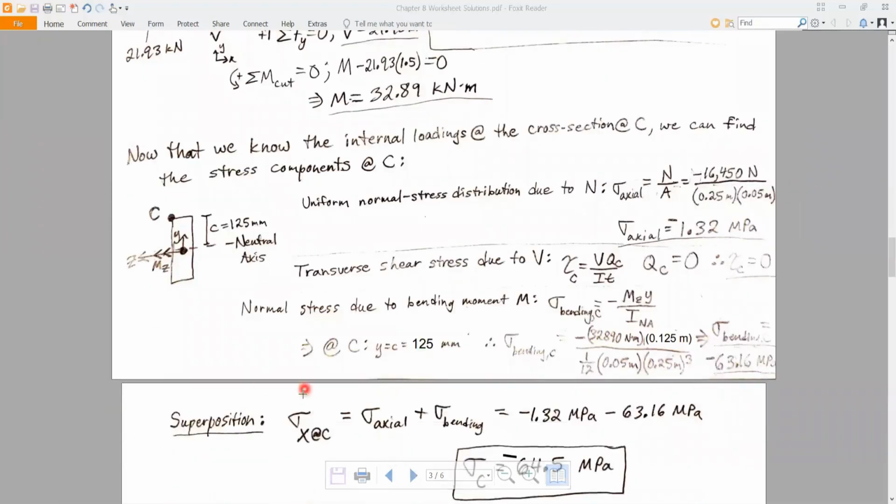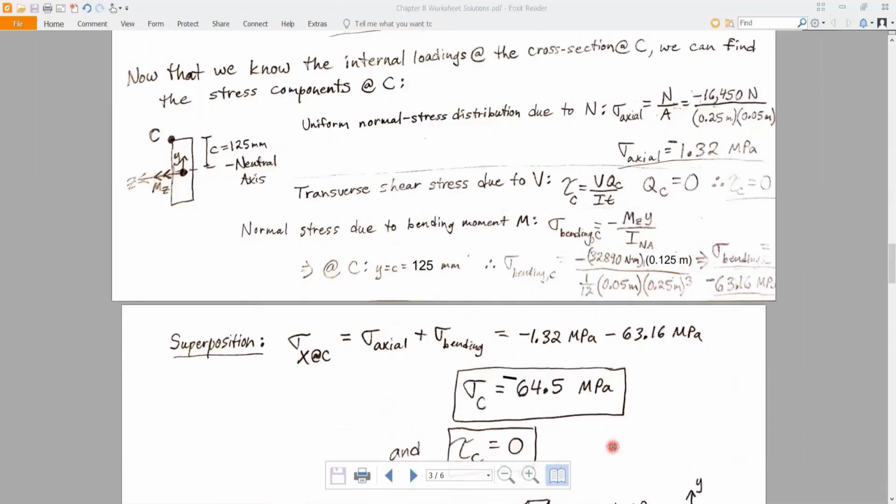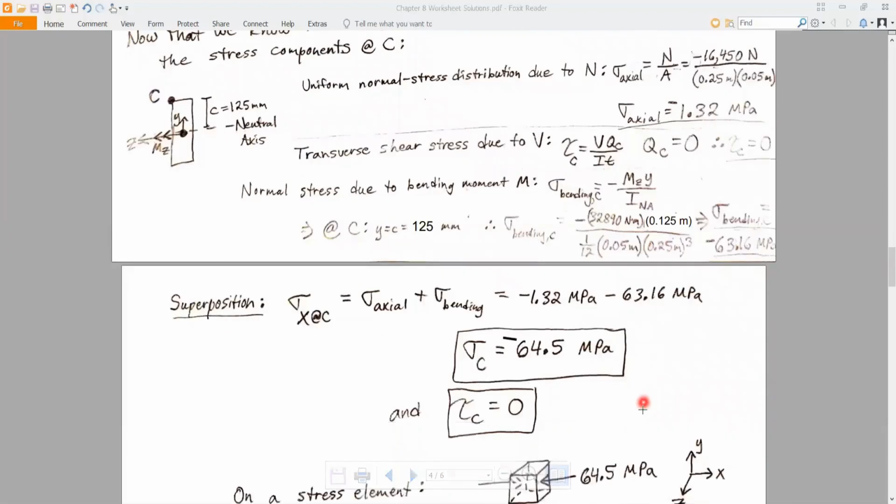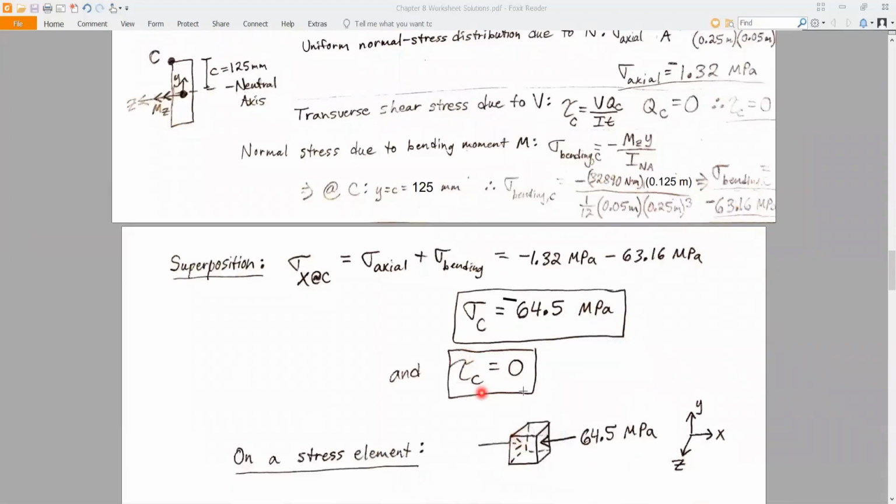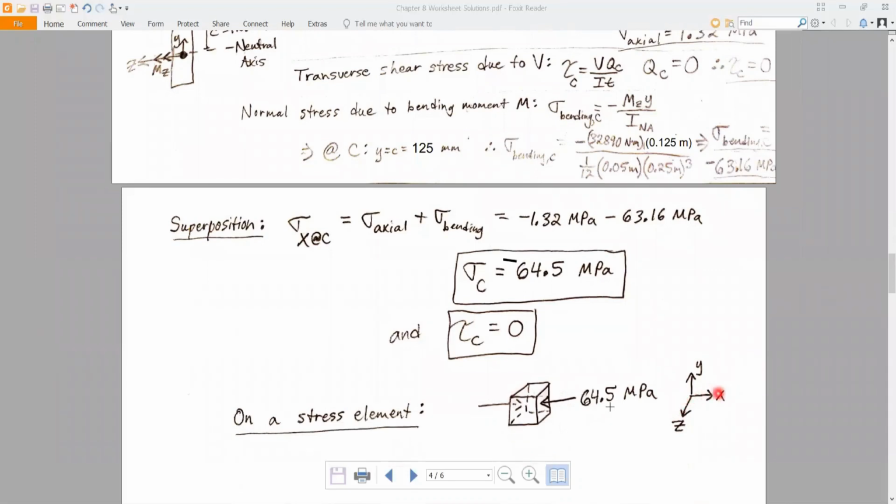Then when we do our superposition to find our resultant of these two normal stresses, they're both negative, so they add together and we get a normal stress of negative 64.5 megapascals, so compressive. And again, our shear stress was 0, so our stress element is going to look something like this. X-axis is going to the right here, so we have a compressive normal stress on the X face here, and then for equilibrium on this X face on the other side, and no shear stress arrows anywhere because it's 0.